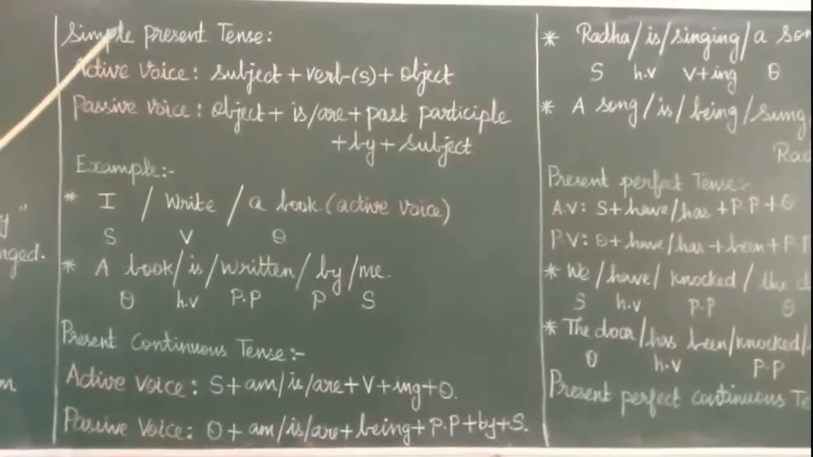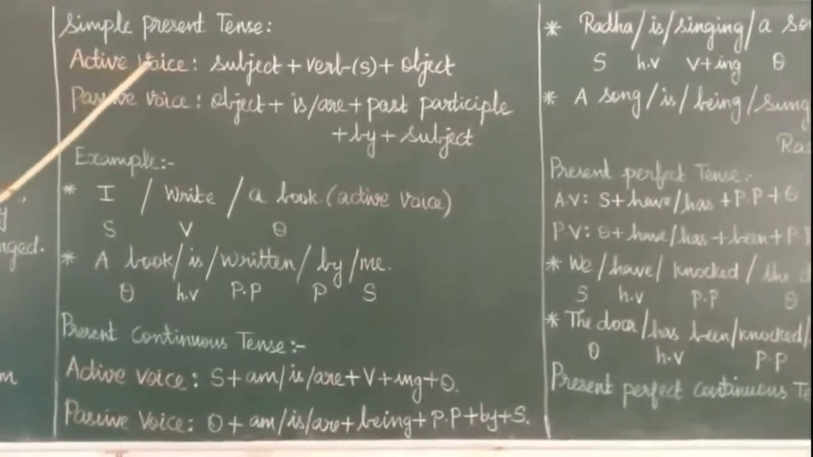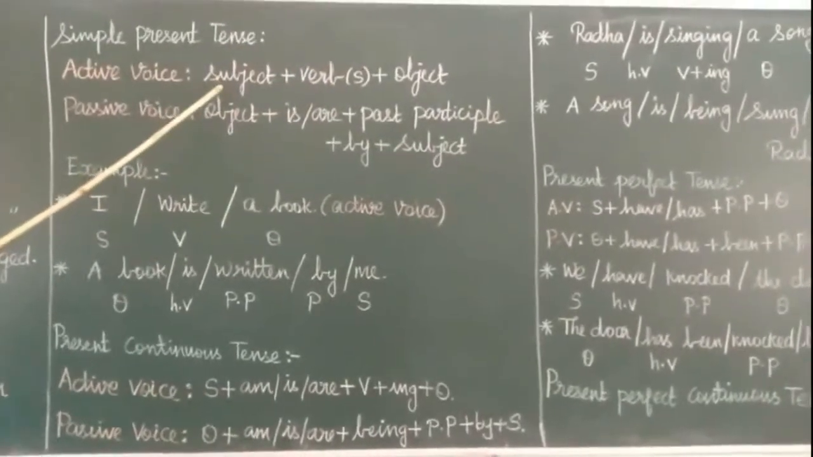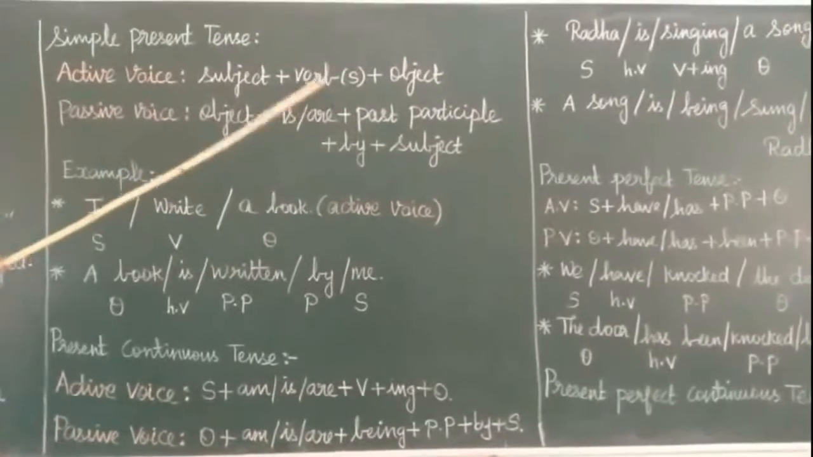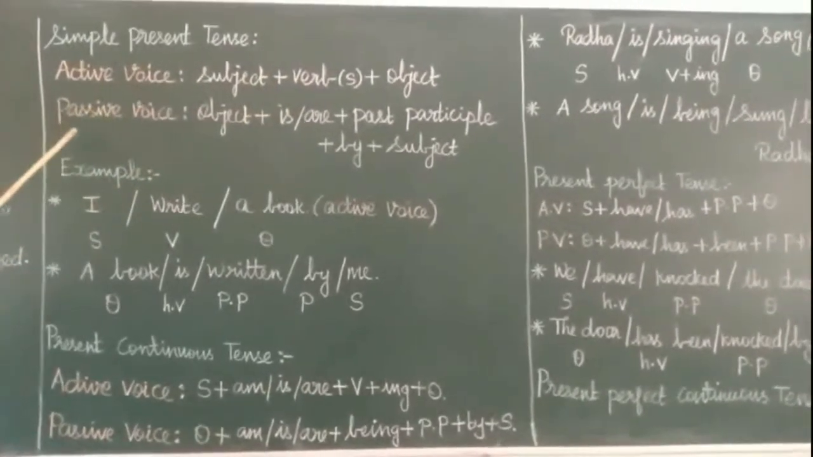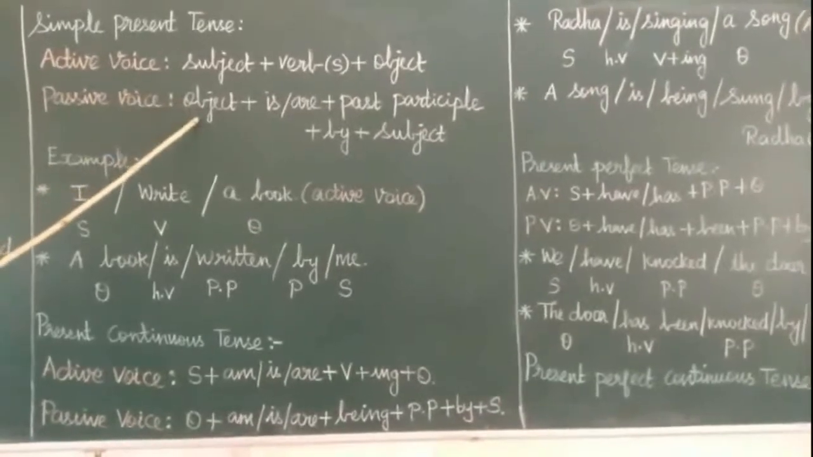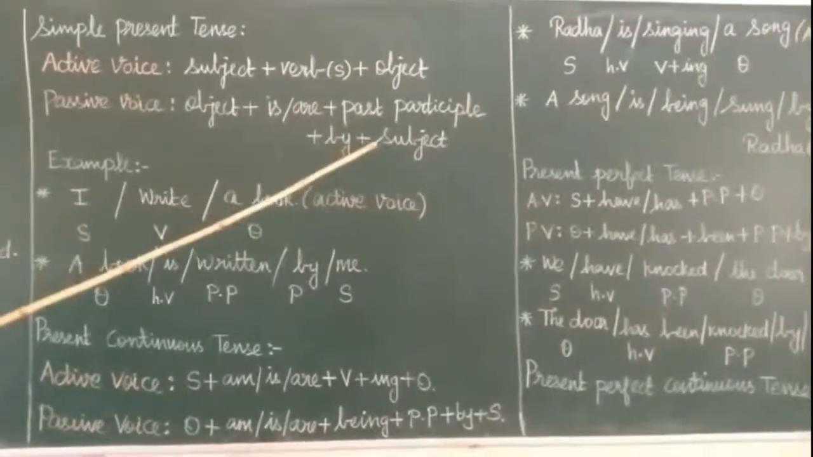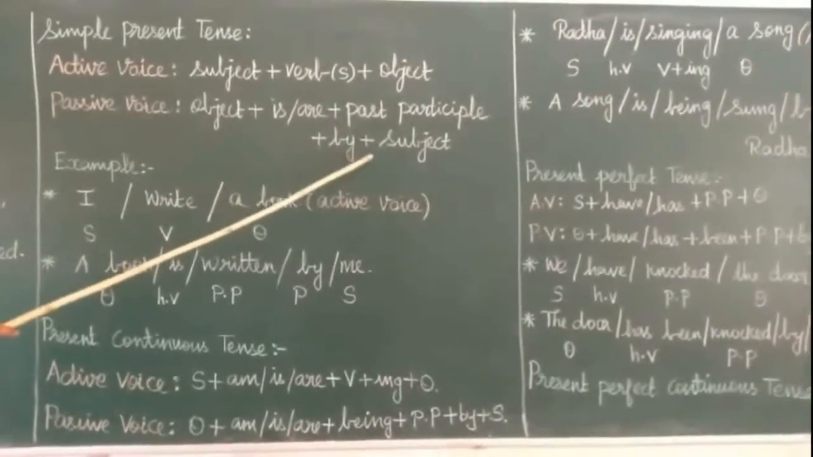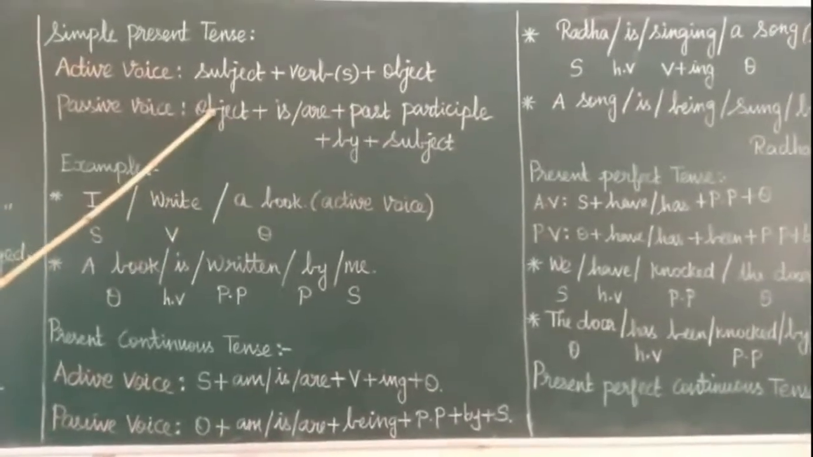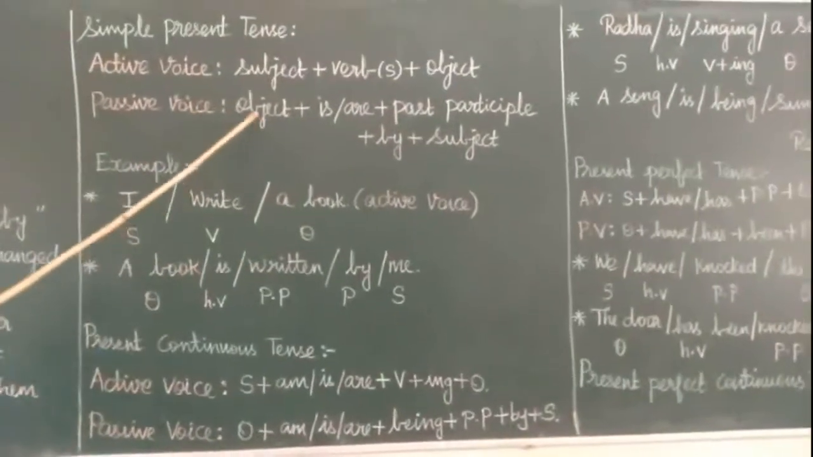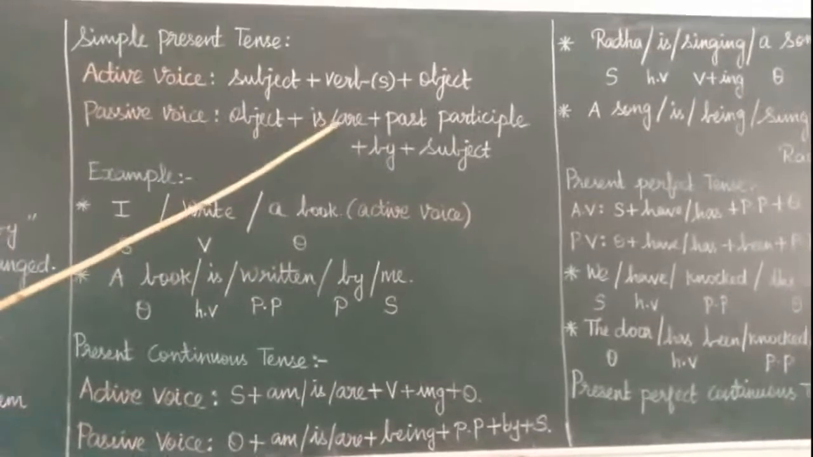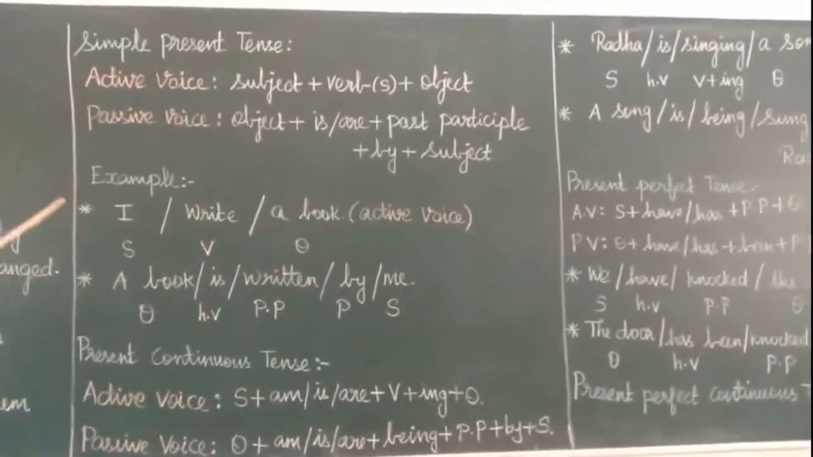First we see simple present tense. Active voice formula is subject plus verb plus object. If the subject is third person singular, we have to add s after the verb. The formula of passive voice is object plus is or are plus past participle plus by plus subject. If the object is singular, we have to add is. If the object is plural, we have to add are as a helping word.